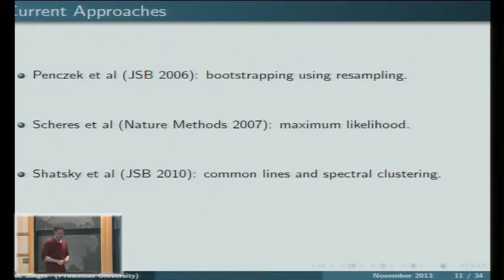Okay, now people in this field are not afraid of challenges. So there are several techniques for dealing with the heterogeneity problem, and three of them are listed here. One is called bootstrapping using resampling. In this method, let's say we have 100,000 images. They will randomly select, say, 10,000 of them, assume that they belong to one conformation, and build the structure.